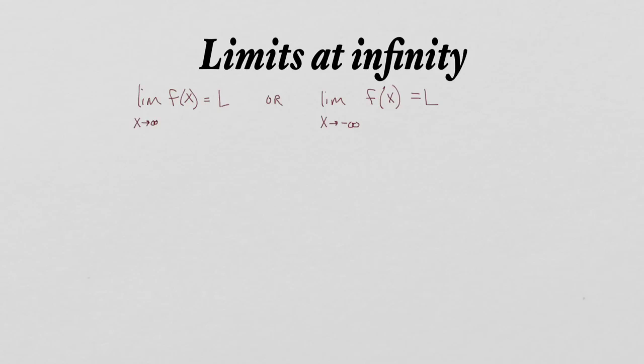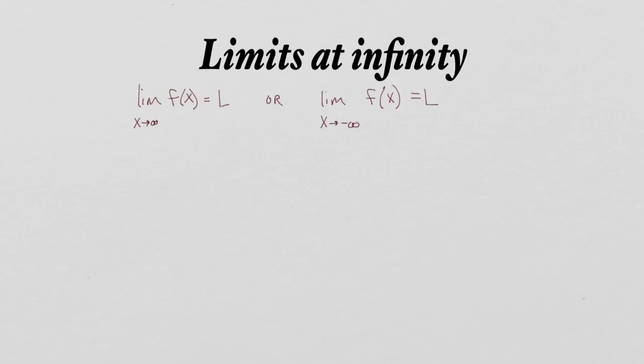In this video, we're going to look at more limits at infinity. What happens as x approaches infinity? So let's begin by looking at these two statements. We've got the limit of f of x as x approaches infinity, which is equal to some constant L. So L is a number like 2 or 10.